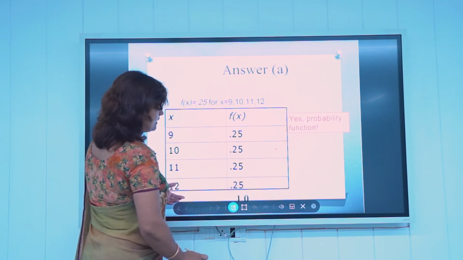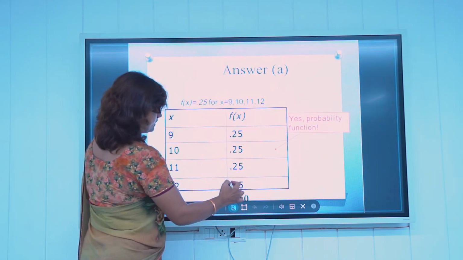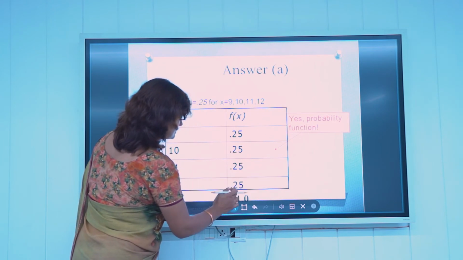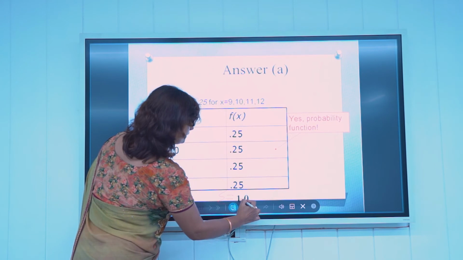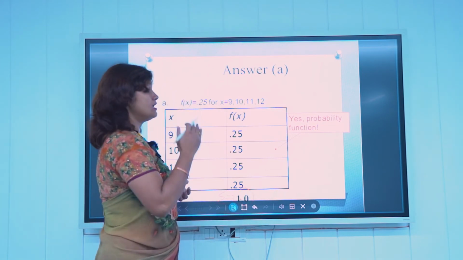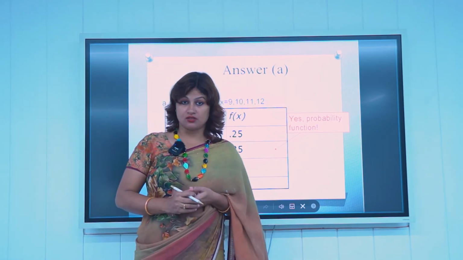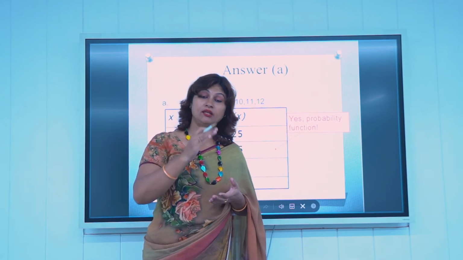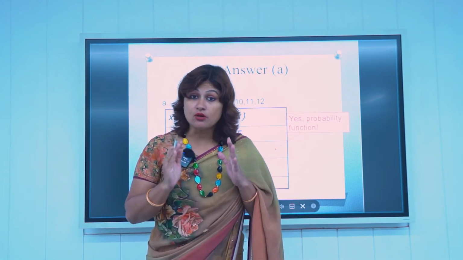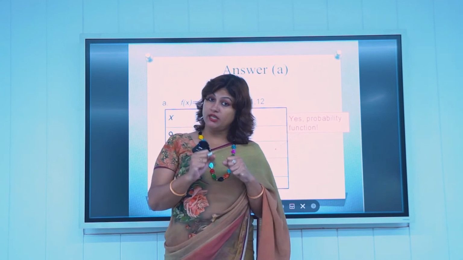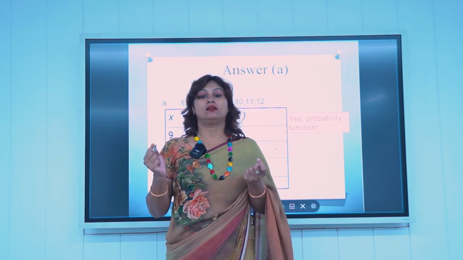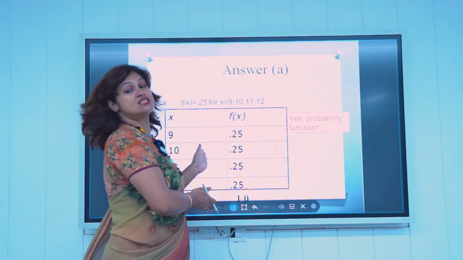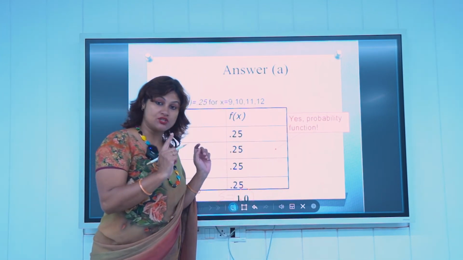You can see here the summation of this expression is coming out to be 1. Yes, it is a probability function because let me remind you of two conditions: the sum of the probabilities should be equal to 1, and probability must lie between 0 and 1. So in the present situation, both those conditions are fulfilled.